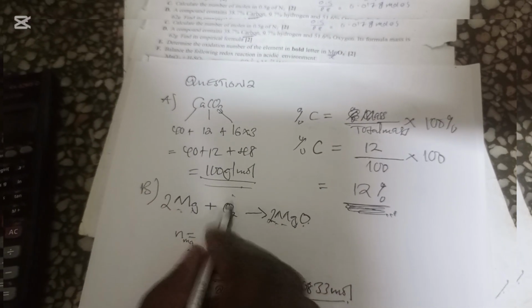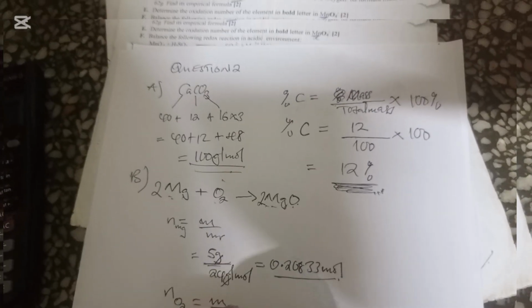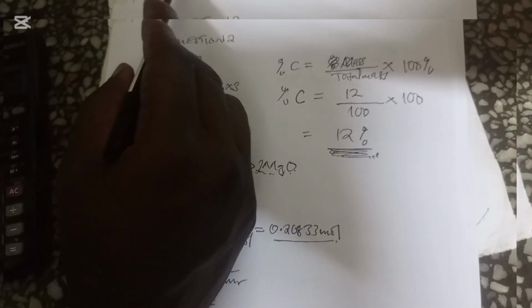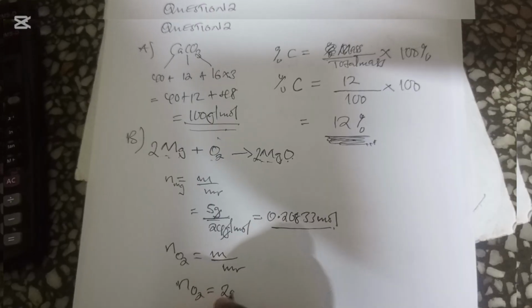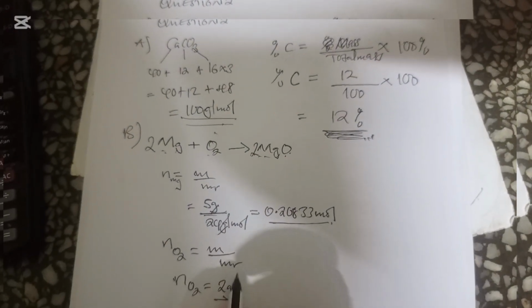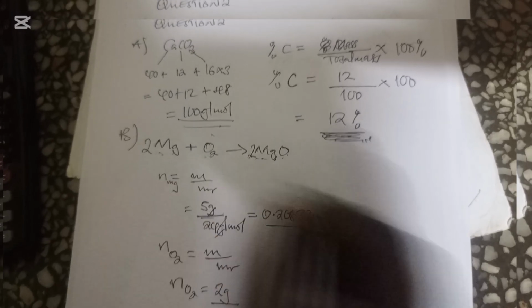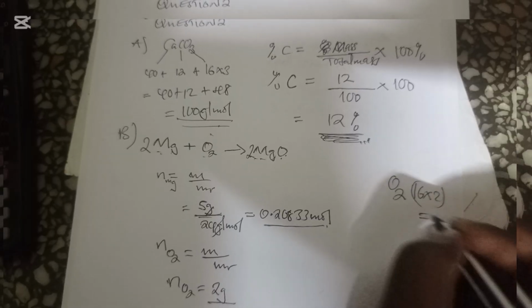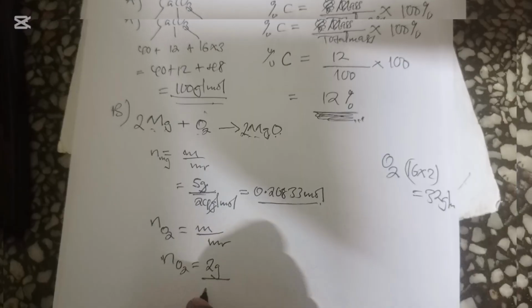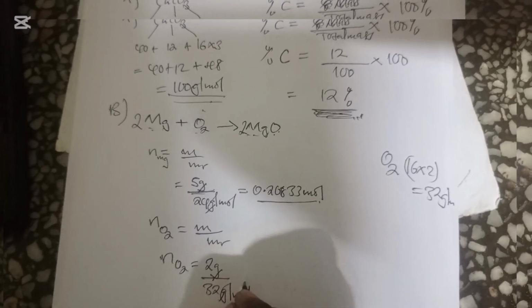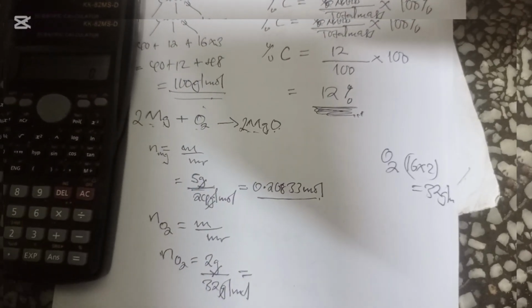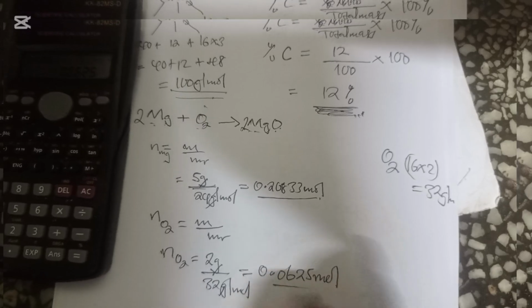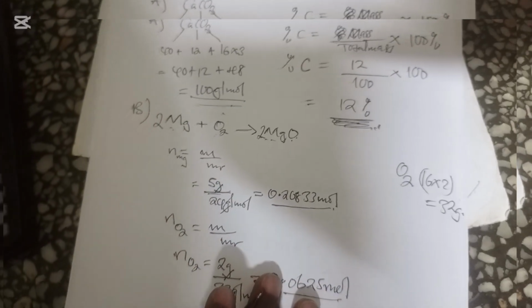You also need to find the number of moles of oxygen. So number of moles of oxygen is equal to mass over molar mass. You go back to the question. The mass is given here as 2 grams of oxygen. The molar mass is 16 by 2, which is 32 grams per mole. So you cancel the units, and you divide 2 by 32, and this gives us 0.0625 moles of oxygen.